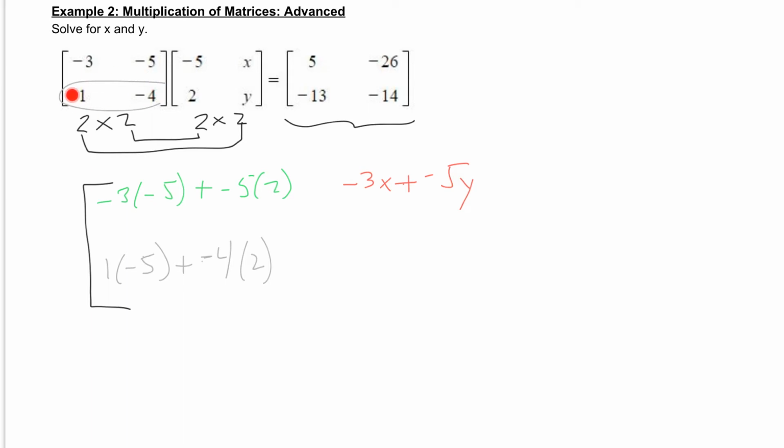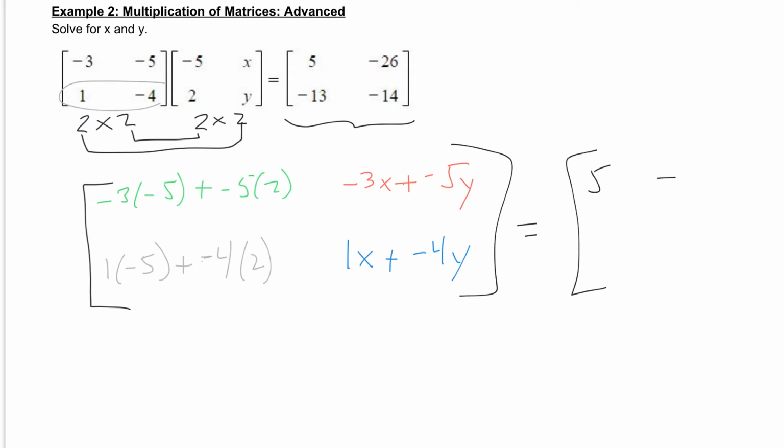And then I want to take this row times this column. And that's going to be 1 times x plus -4 times y. And this whole thing is equal to 5, -26, -13, and -14.